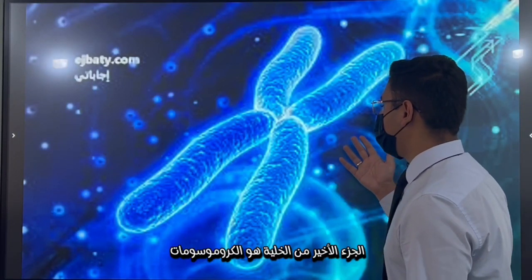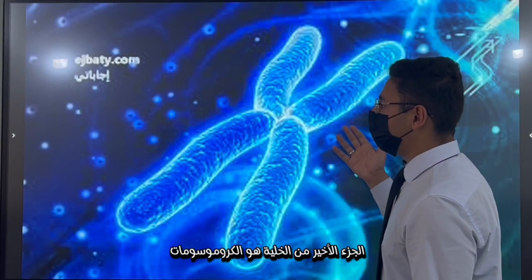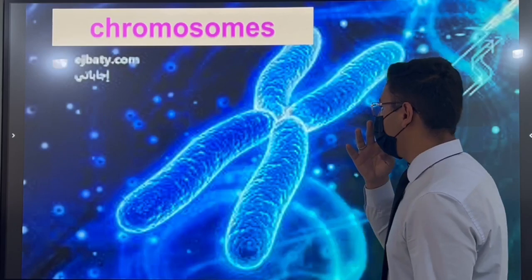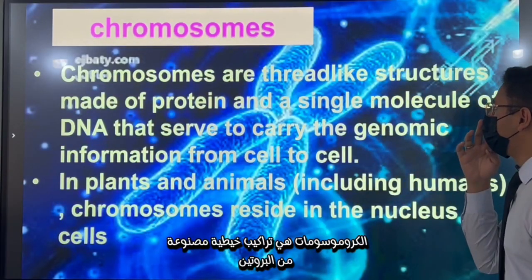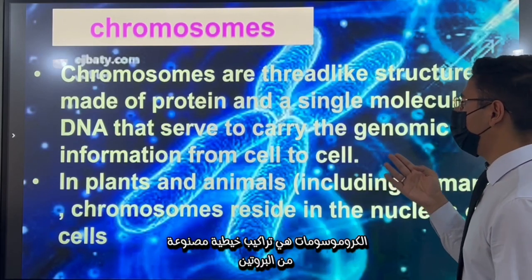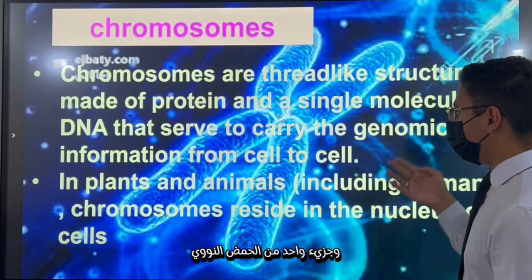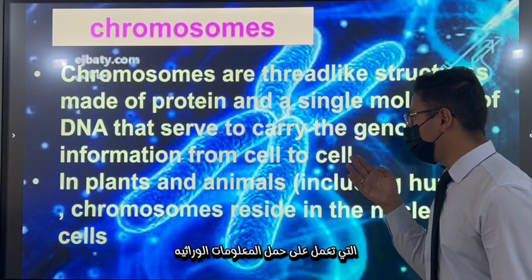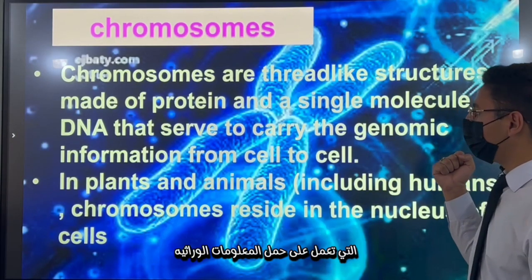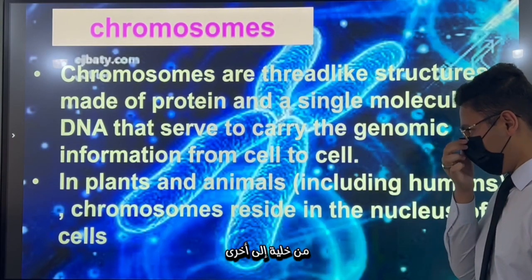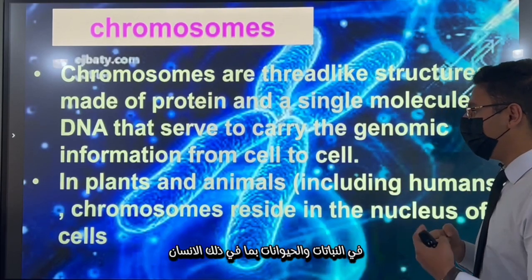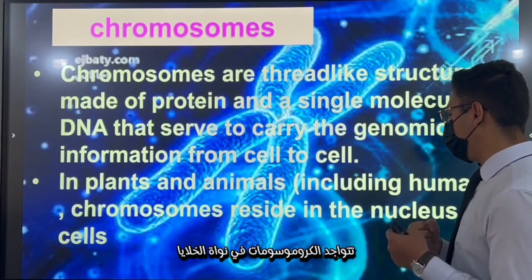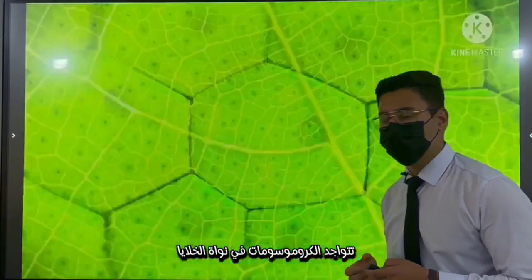The last part of the cell is the chromosomes. This is the shape of the chromosomes. Chromosomes are thread-like structures made of protein and a single molecule of DNA that serve to carry the genomic information from cell to cell. In plants and animals, including humans, chromosomes reside in the nucleus of cells.